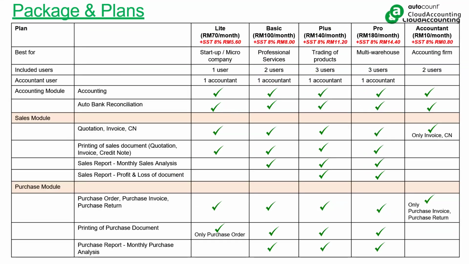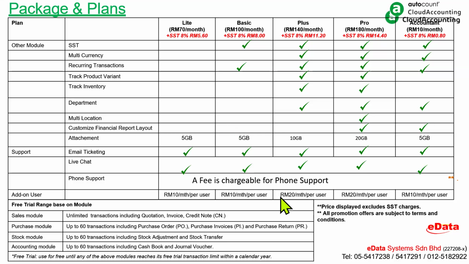Now, we also have the trial package, which is limited to 60 transactions for purchase order and purchase invoice, and limited to 60 for cash book entries. So once you reach the 60 documents, you have to purchase the plan. Okay, you cannot continue on.